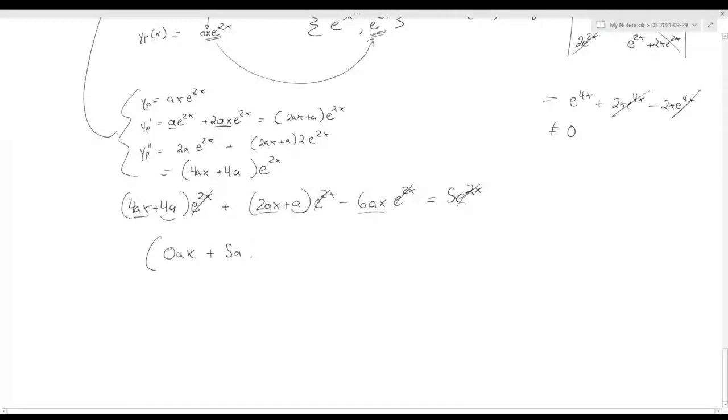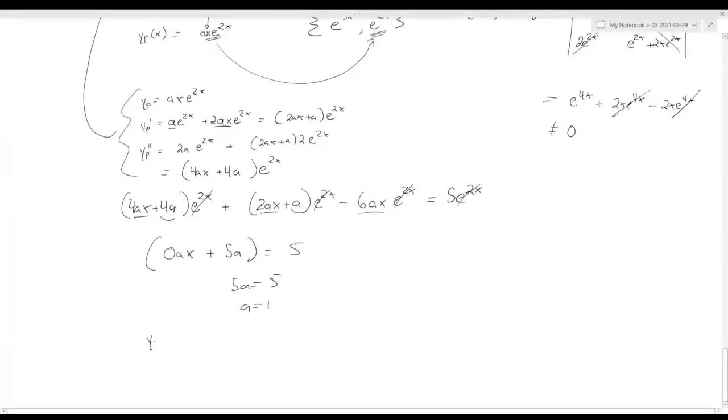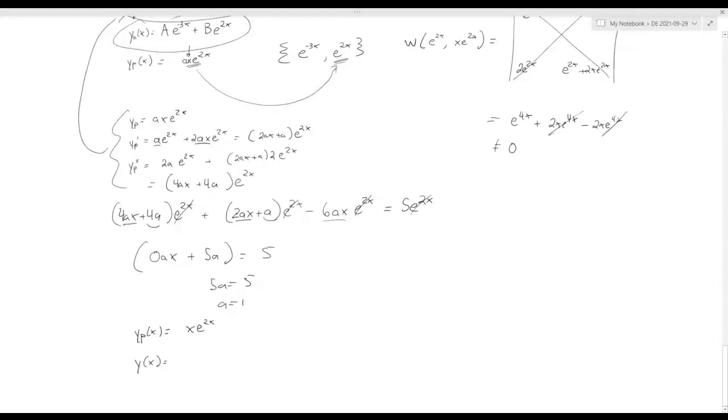So 5a has to equal 5, so a is 1. Okay, so we find a particular solution. The general solution to the non-homogeneous equation is our homogeneous part, so this guy, plus our particular part.